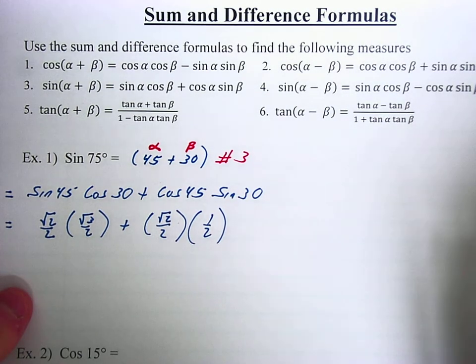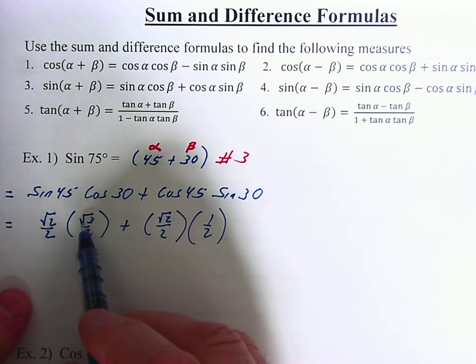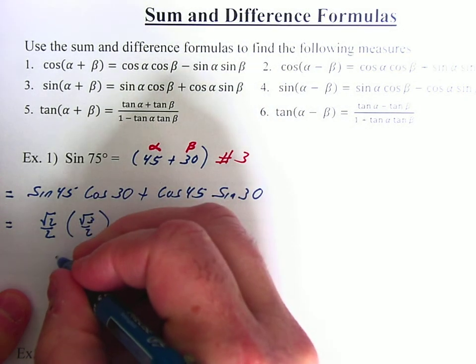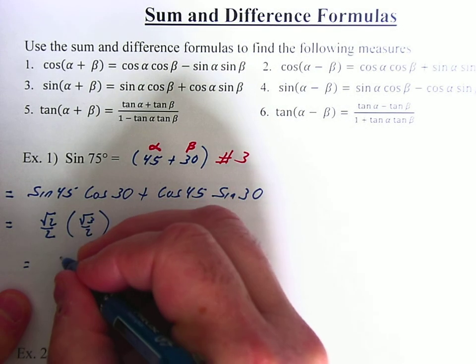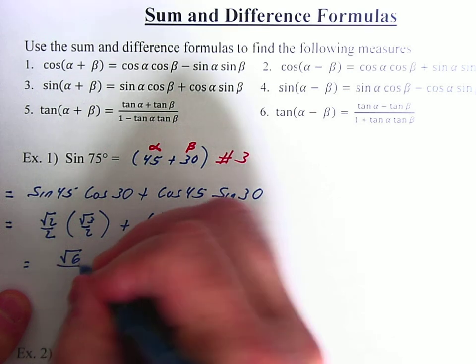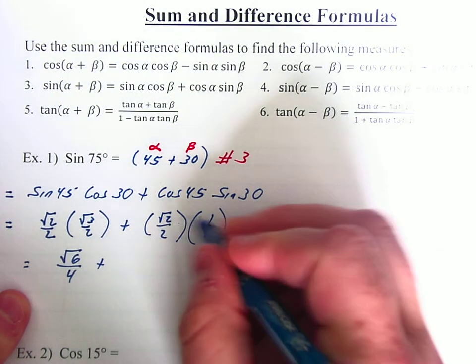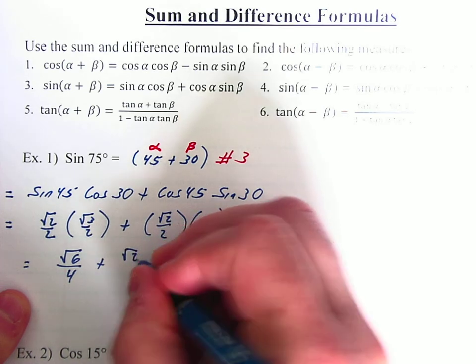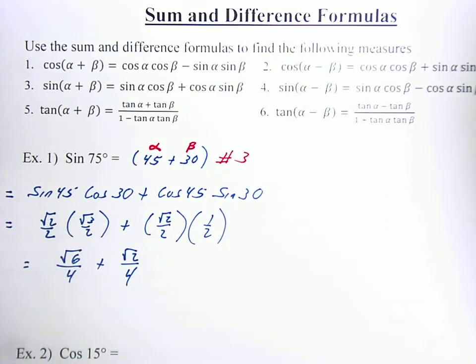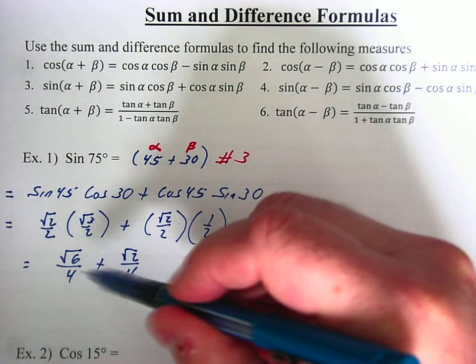Multiply each fraction. Now, when you multiply radicals, it's just insides times insides and outsides times outsides. Now there is no outside, so it's just inside times inside. So you got the square root of 6 over 2 times 2 is 4, plus the square root of 2 over 4. Last thing, add these two fractions together.